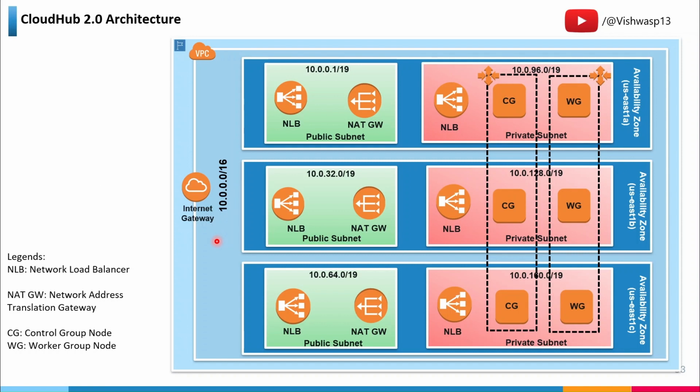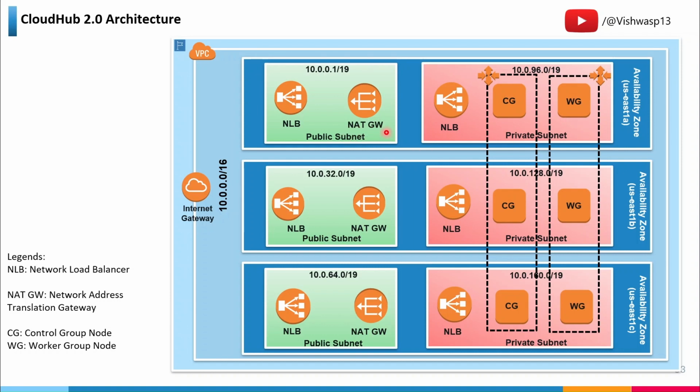Now let's move our focus to the public subnet. This subnet has two components, a network load balancer and a NAT gateway. NAT gateway is Network Address Translation gateway. Now the Mule instances hosted in the worker group nodes will need access to the internet. Since the worker nodes reside in the private subnet, they cannot access the internet. In order to allow internet access, a network address translation gateway is provisioned.